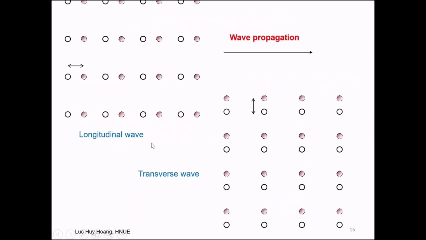So you can look at the slide. The wave propagates from left to right, right? You can see from left to right the displacement of the atom. So we have the longitudinal wave, and when the displacement of the atom is perpendicular to the wave propagation, we call it a transverse wave. And we can choose either one. So in this problem, we choose the second one, to solve the problem.